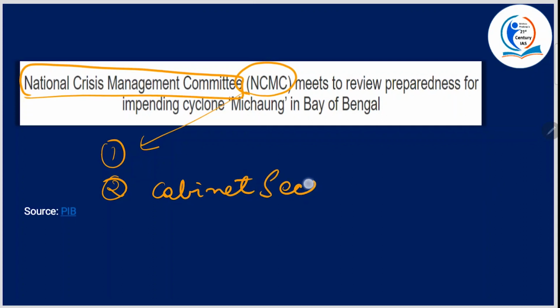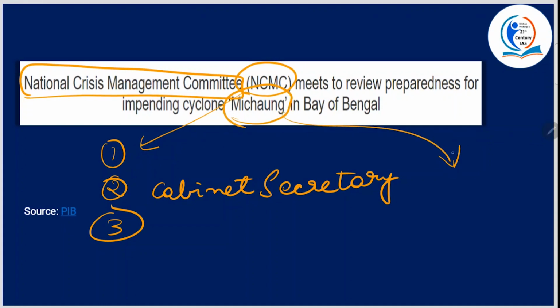Cabinet Secretary. Alright. Agriculture Secretary shall provide all the necessary information to and seek directions. Okay, and it has been established in the Cabinet Secretariat. Alright. Now, we will see about this name, Michong. It was named by Myanmar, as per the suggestion provided by Myanmar. Okay, what does it mean? It means strength and resilience.